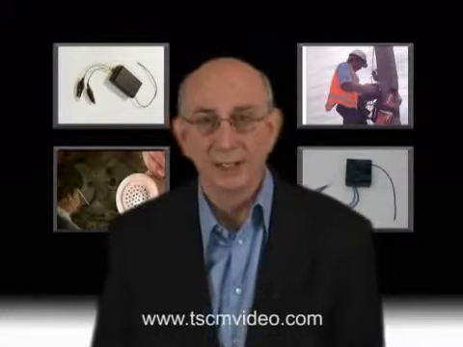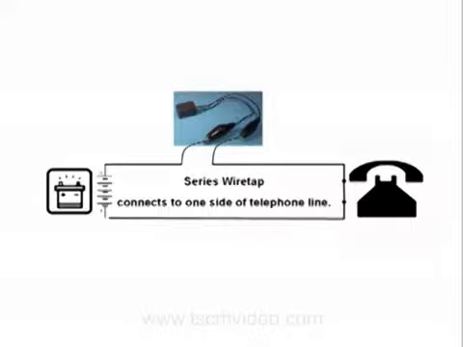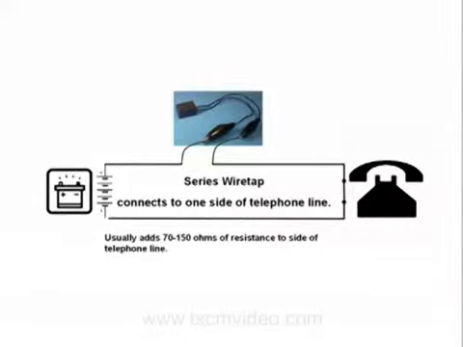Actually, the telephone company finds the series type of wiretap pretty easily and frequently does, however, mostly by accident. The reason the series wiretap is so easy to detect is that it puts a significant amount of additional resistance to your telephone line cable. And the added resistance significantly decreases the amount of current flowing on your telephone line.